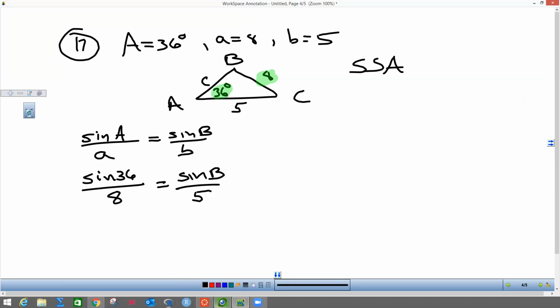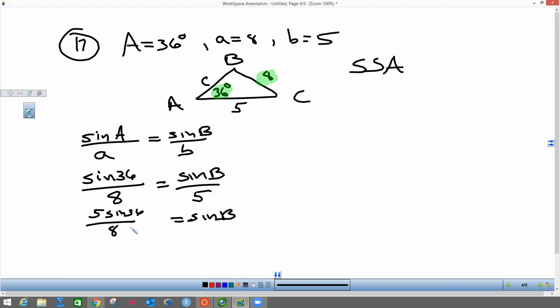Now I've got to get sine B all by itself. So what do I have to do? Algebra days. Anybody? I have to multiply by 5, that's right. So I get 5 sine of 36 on top, all over 8. Now, anybody got a question so far? Now, B is not by itself yet. You see it? I've got to get rid of the sine function. We've done this already this year. Does anybody remember what gets rid of the sine function? What is the inverse operation of sine?